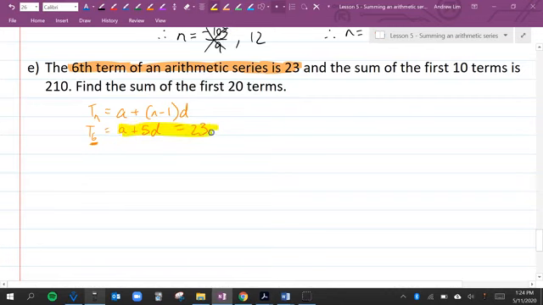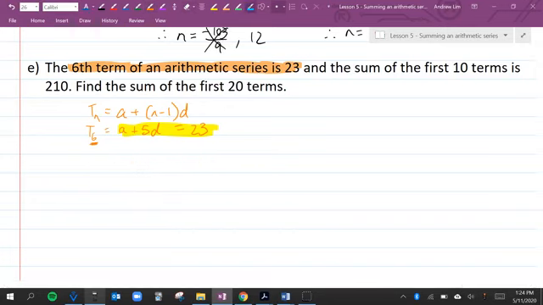A common mistake that students make is they write, oh, the sixth term is 23, which is equal to a plus 22d. They made the mistake thinking that this is n. So n minus 1, they think is 22. But this is n. So just be careful with that.